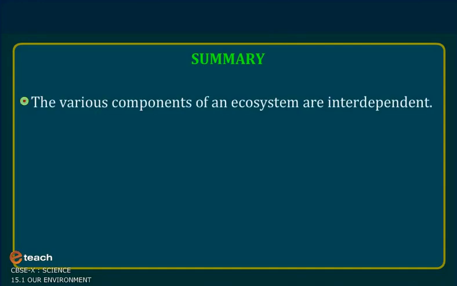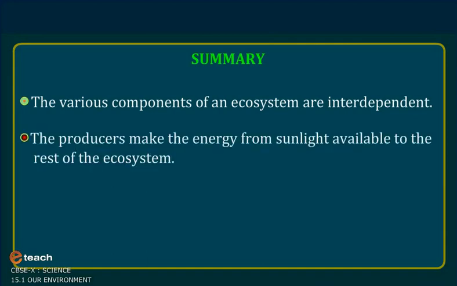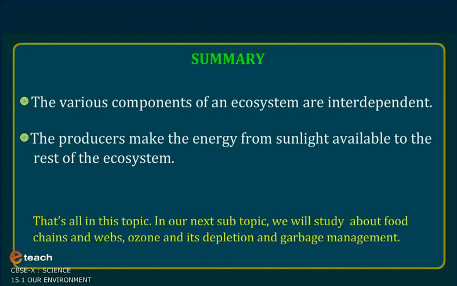Summary: the various components of an ecosystem are interdependent. The producers make the energy from sunlight available to the rest of the ecosystem. So that is all in this topic. In our next subtopic, we will study about food chains and webs, ozone and its depletion, and garbage management.